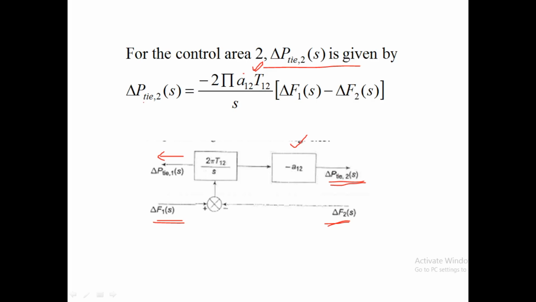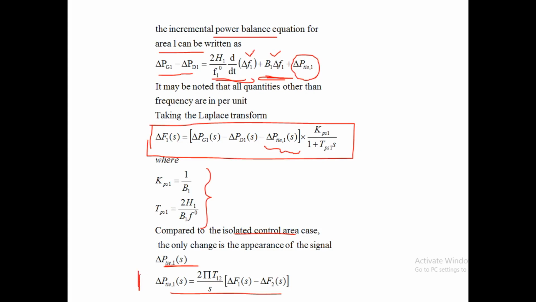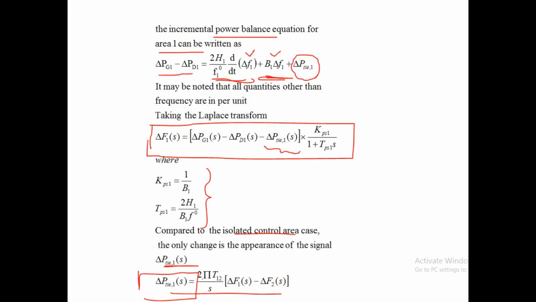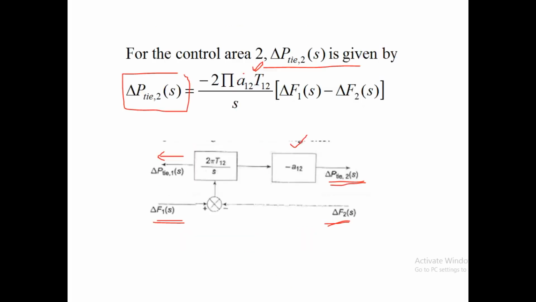There is only one change between delta P tie 1 of S and delta P tie 2 of S. Here it is 2 pi T12 by S into delta F1 of S minus delta F2 of S. Here it is minus 2 pi T12 by S into A12 times delta F1 of S minus delta F2 of S. So what we are doing is taking the difference of delta F1 of S and delta F2 of S and multiplying by 2 pi into T12 by S, which gives delta P tie 1 of S, and multiplying with a minus A12 gives delta P tie 2 of S.